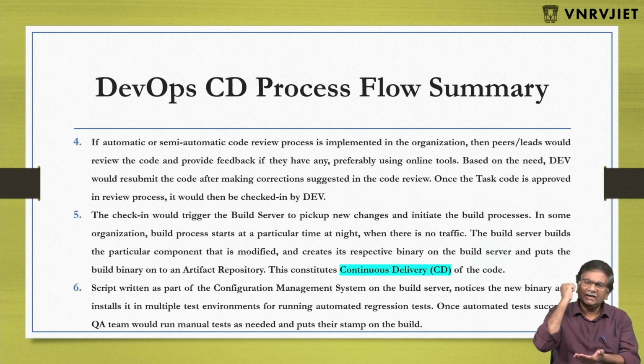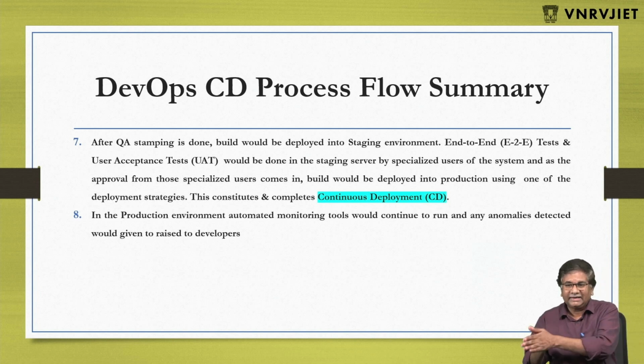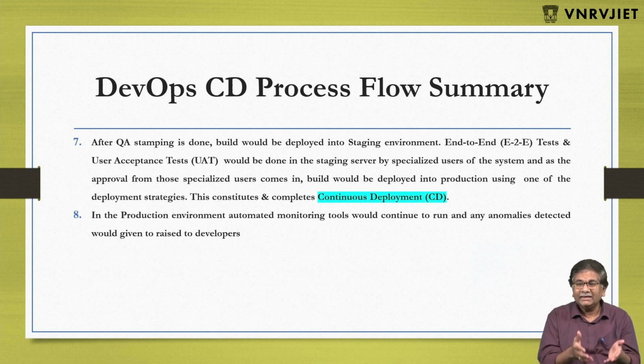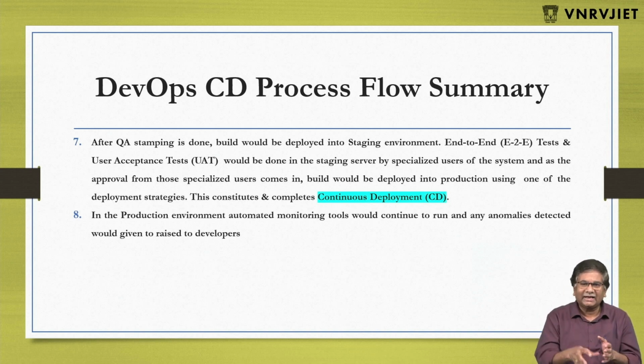Once they are done, they will put a stamp. They will label it: this is the version that can be used in the staging environment. Once they put a stamp, the build is deployed to the staging environment. As I told you earlier, in staging, specialized users who know the product well do the end-to-end testing and user acceptance testing from the client's and customer's perspective on the staging server.